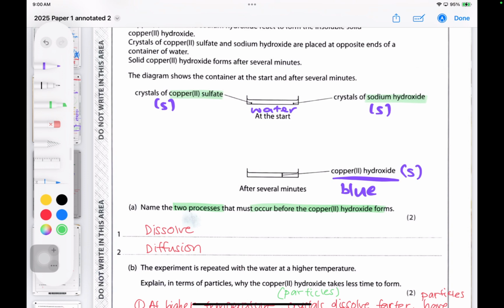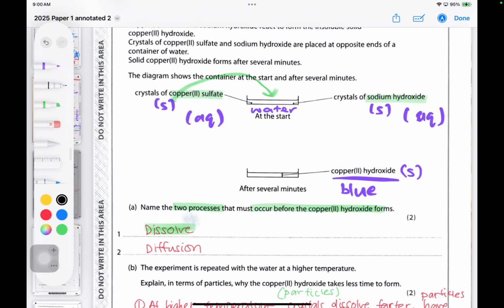So first thing first, solid being placed in water. You can just visualize sugar or salt in water. What's going to happen? The first thing that's going to happen is you have dissolving, or the solid starts to dissolve, isn't it? Then what happens is this solid becomes aqueous state. So we have got our copper sulfate crystals and sodium hydroxide crystals.